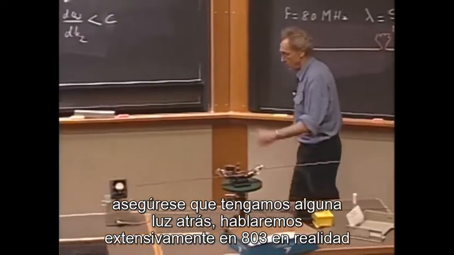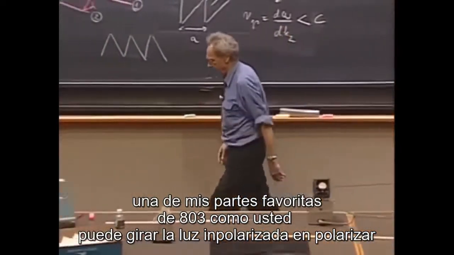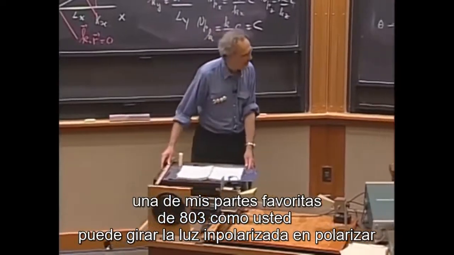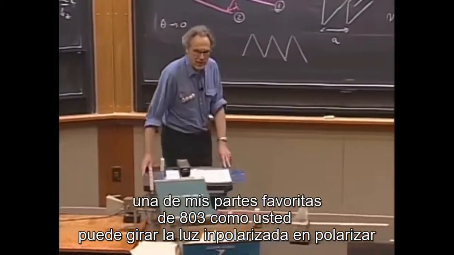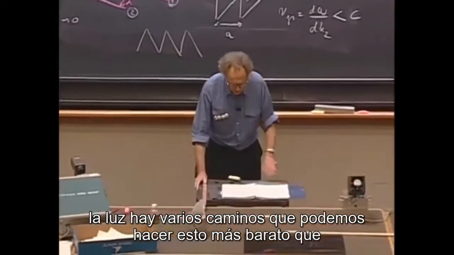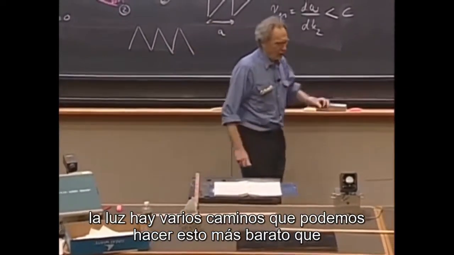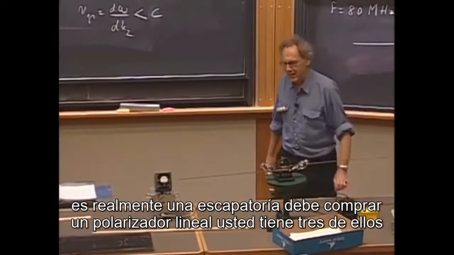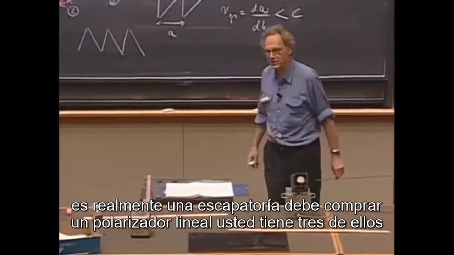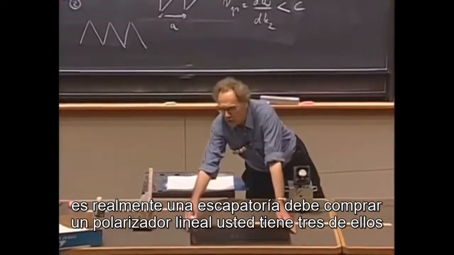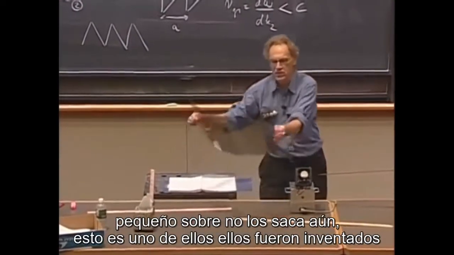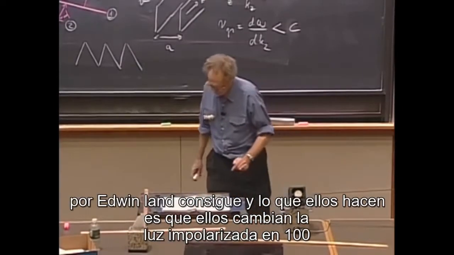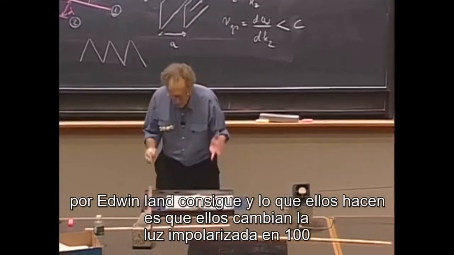We will discuss extensively in 8.03, actually one of my favorite parts of 8.03, how you can turn unpolarized light into linearly polarized light. There are various ways that we can do that. The cheapest, which is really a cop-out, is to buy a linear polarizer. You have 3 of them in your little envelope. Don't take them out yet. This is one of them. They were invented by Edwin Land.